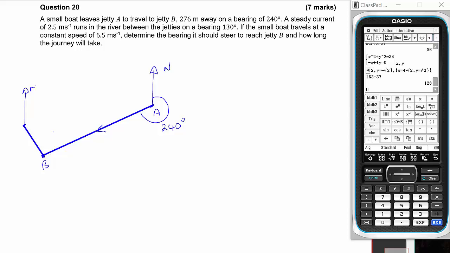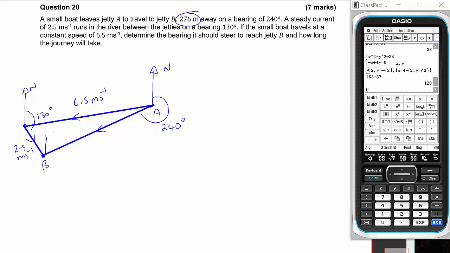So now we know that that is 130 degrees. We also know that that's 2.5 meters per second. Now, what the boat has to do in order to get to where it's going is the third side of that triangle, like so. So this is the 6.5 meters per second. And we don't know the speed along here. It's something we're going to have to find. Do not put the 276 on there because that's not a speed, and therefore you just mix in units on the diagram.